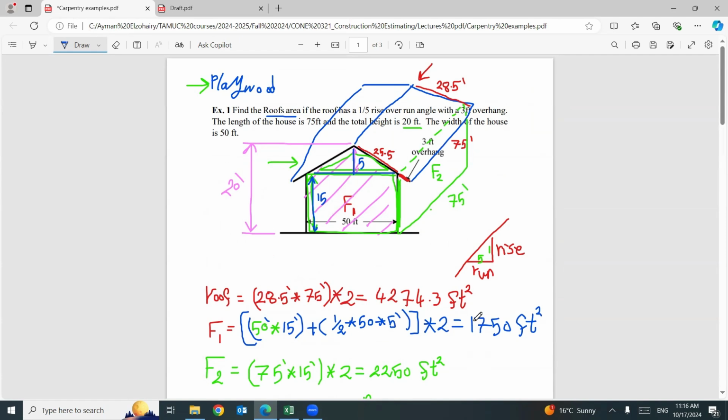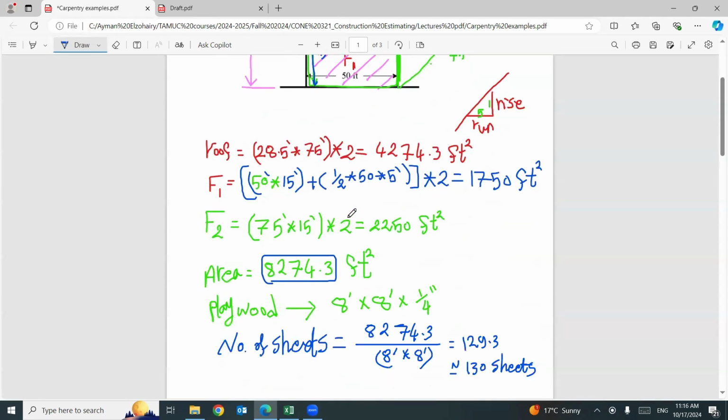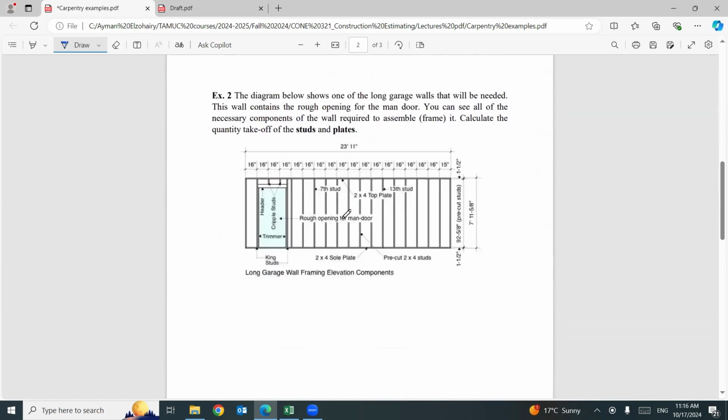Does that make sense? So it's very important to understand the given dimensions. What do these dimensions mean? And you need to figure out how to find the total surface area of the exterior walls, and what is the total surface area of the roof. Anybody has any question? Any questions so far? No.